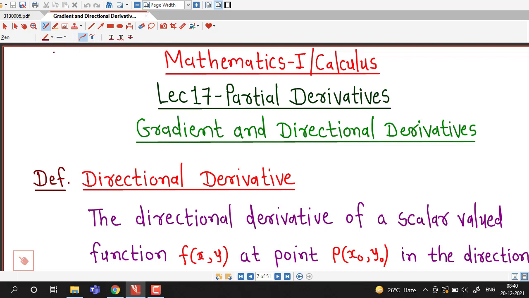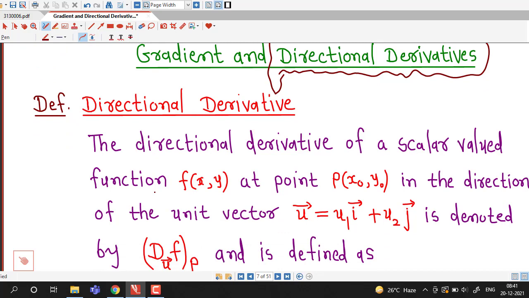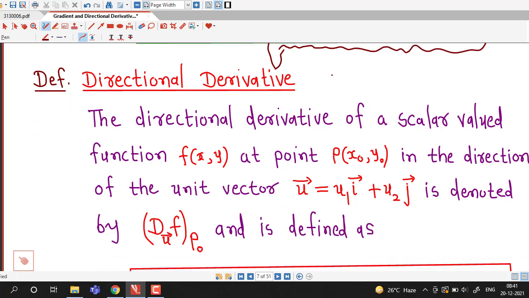In previous lecture we have discussed gradient of a scalar function and we have seen how to find out gradient of a given scalar function at a given point. In this lecture we are going to understand what is directional derivatives and how to find out directional derivatives of a scalar function. So first we define what is directional derivative. So directional derivative is nothing but derivative at a point in the given direction.